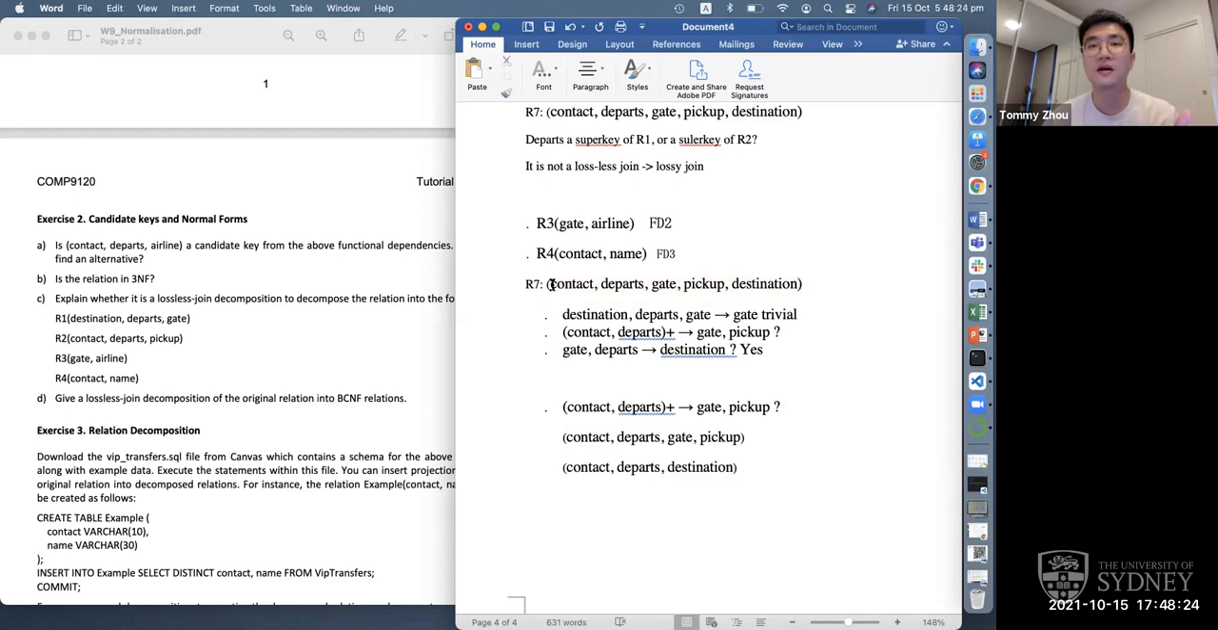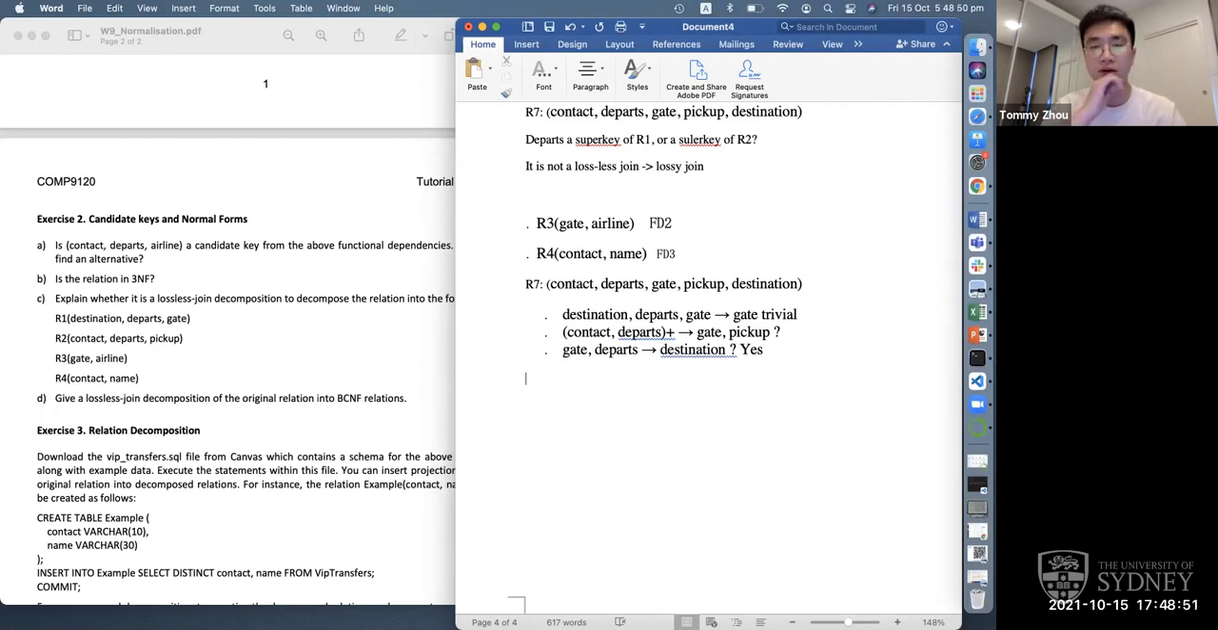It doesn't actually make any difference to this relationship, right? Just because R7's primary key, candidate key is contact and departs. And for this relation, the key is also that. And this relation also has a primary key as contact and departs. So it doesn't make any sense if we're using this combination. However, if you use gate and departs, that'll be a different thing.